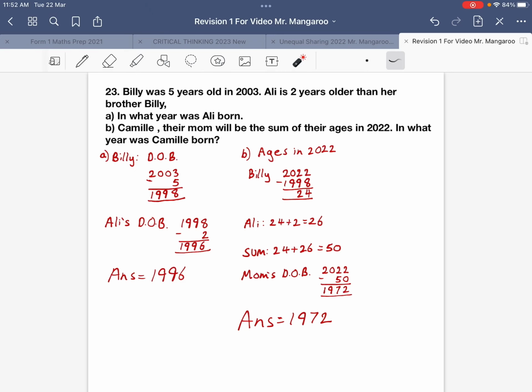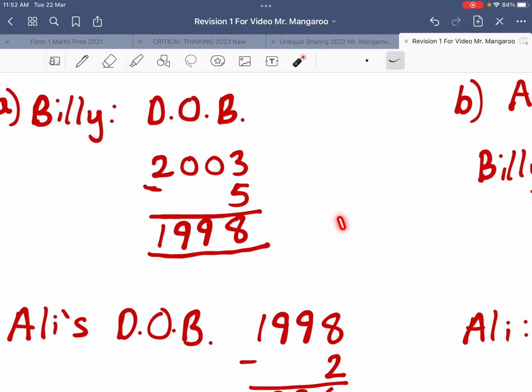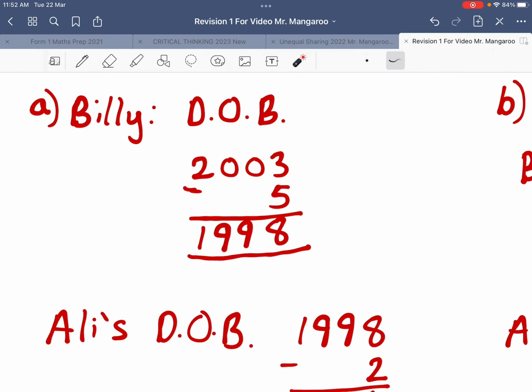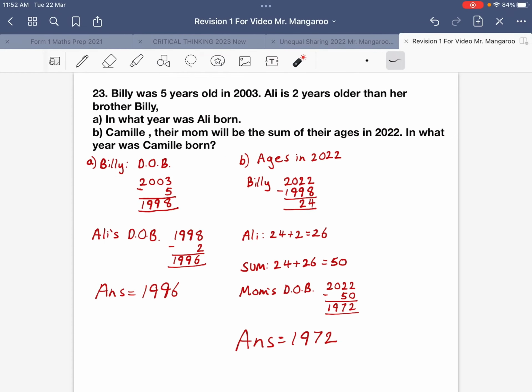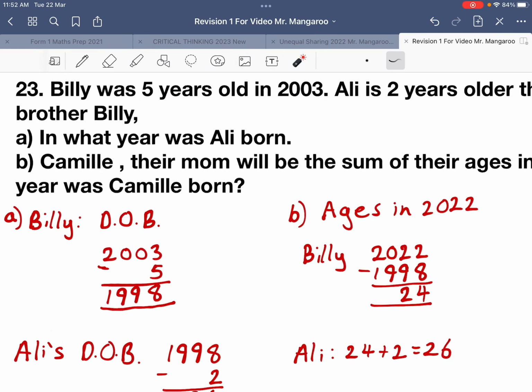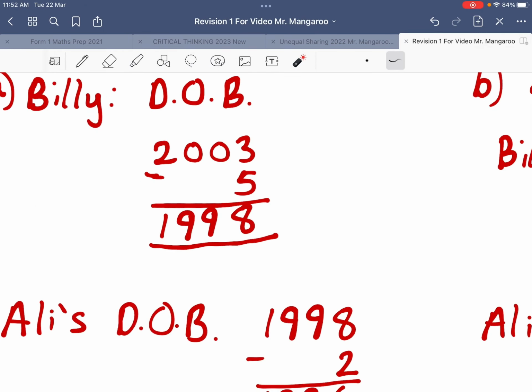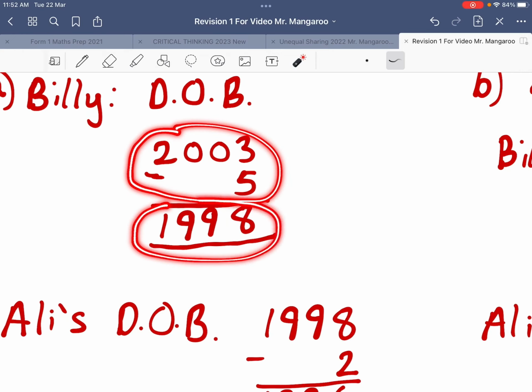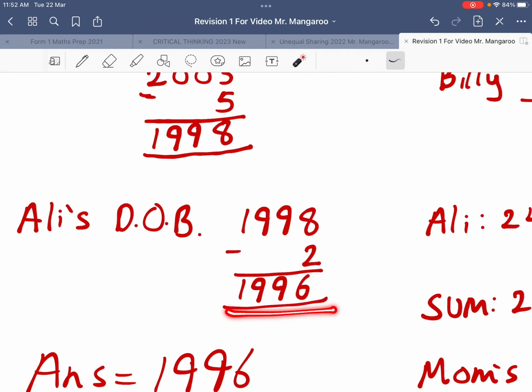So let's determine what year Billy was born in. So Billy's year of birth would be, well, let's look at this information that they gave us. They said he was 5 years old in 2003. So once we have someone's age in a particular year, we can find their year of birth by subtracting. 2003 minus 5 will give us 1998. And Ali was born 2 years earlier, so that's 1996.